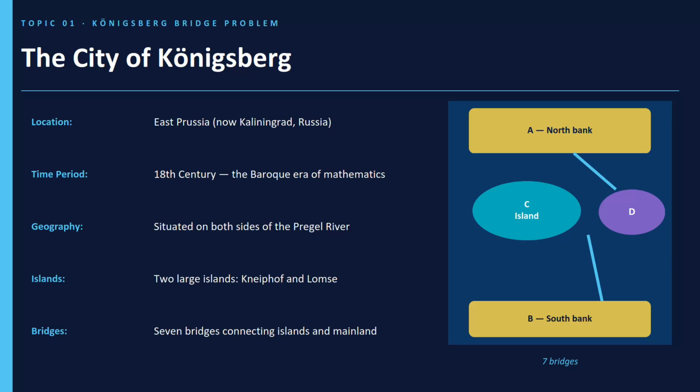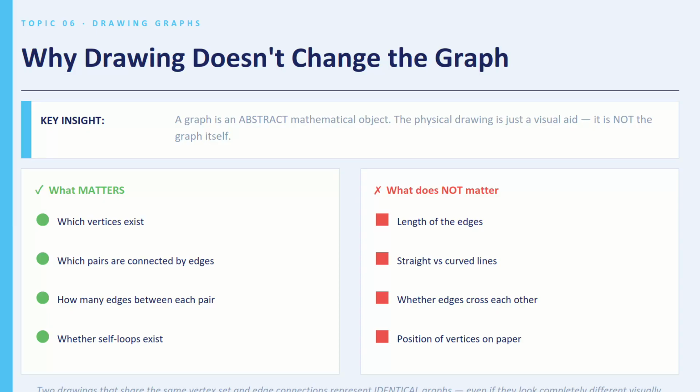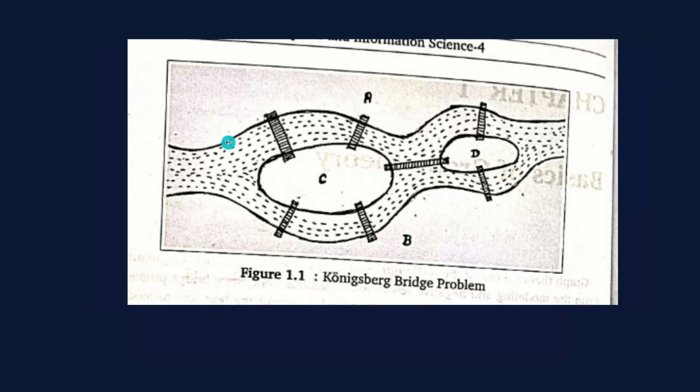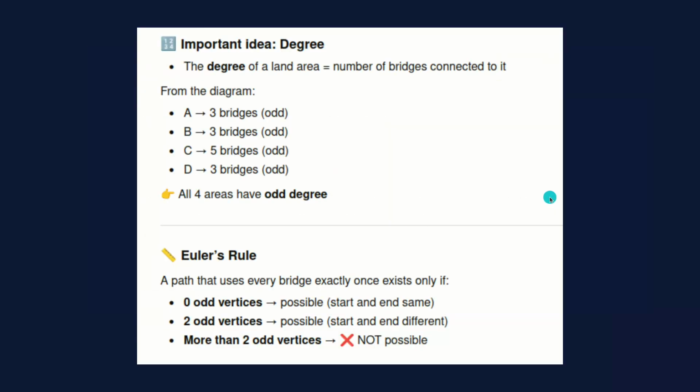If you consider the city of Königsberg, in the city there are basically 7 bridges. First I will just show you how it is going to be. Here if you see, this is Königsberg's bridges. Here you can see A, B, C, D. There are 4 islands. Now there are bridges like 1, 2, 3, 4, 5, 6, 7. There are 7 bridges.